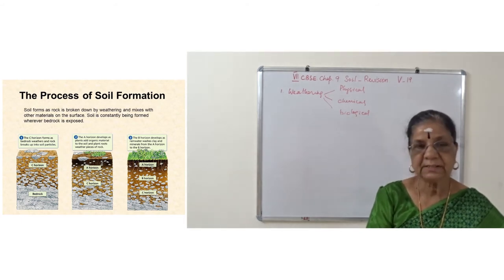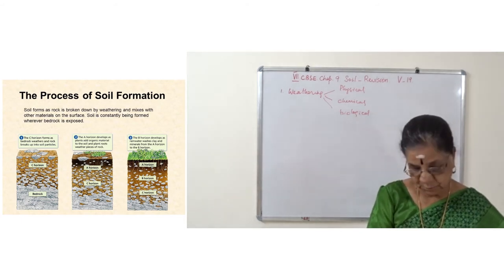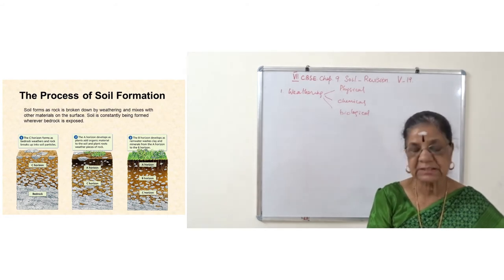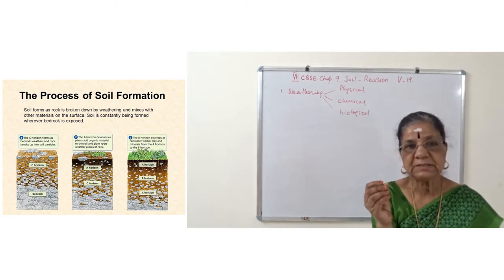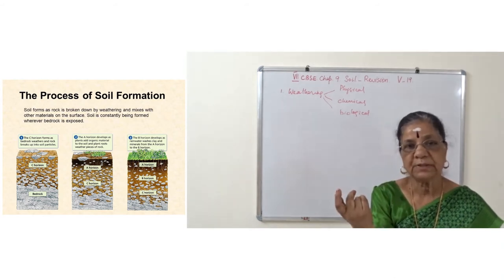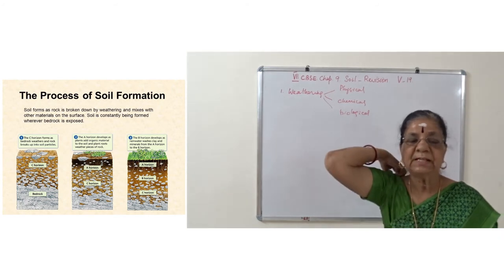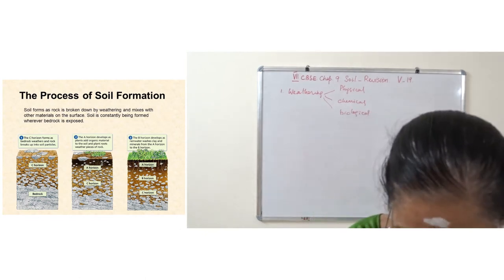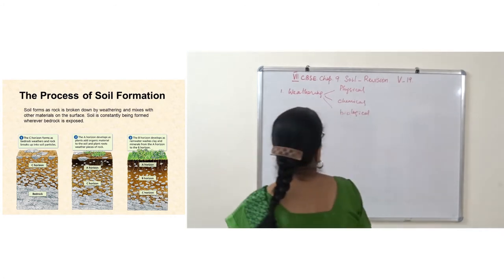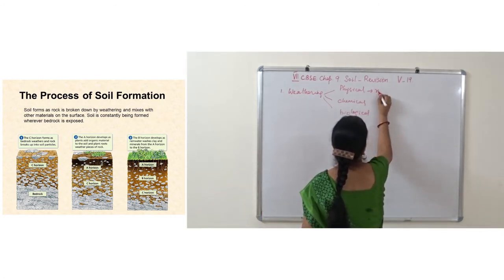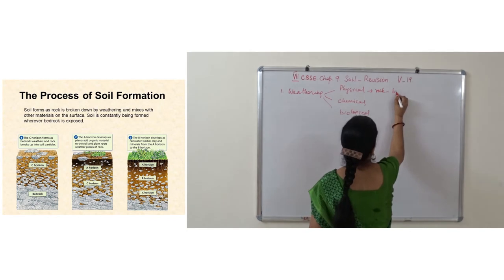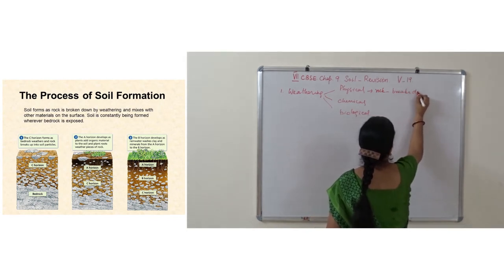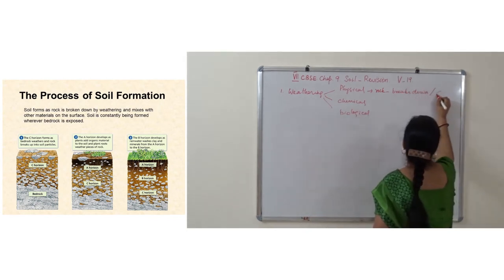So physical weathering can also be caused by abrasion. Abrasion is when two rock pieces rub against and crush each other, and rock particles wear away. So physical weathering can also be done by abrasion, A-B-R-A-S-I-O-N. Physical weathering: first rock breaks down, and abrasion.